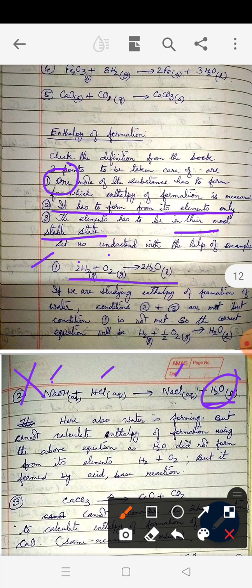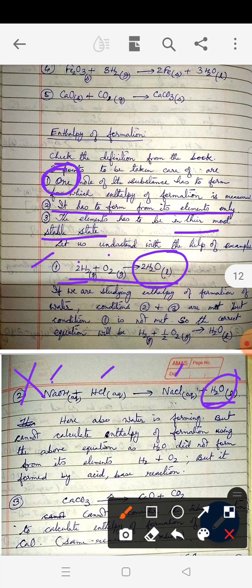Yes, definitely we can choose this. But you see, one of the conditions is not met here. The very first point says that 1 mole of the substance has to form. But here in the product you have 2 moles. Now how can you convert it to 1 mole? You can convert it to 1 mole by dividing the whole equation by 2.